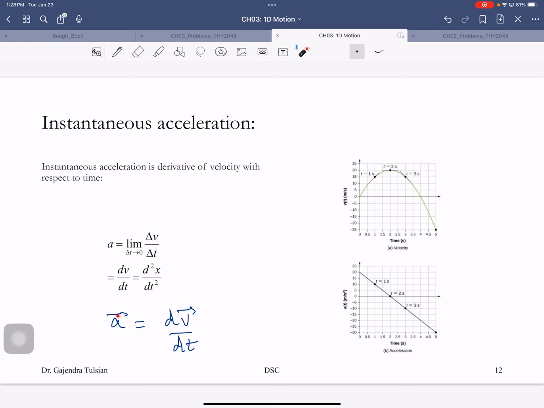When is this not zero? When this is not zero. When is this not zero? When velocity depends on time. So as long as velocity depends on time, it's changing with time, and so you have acceleration.